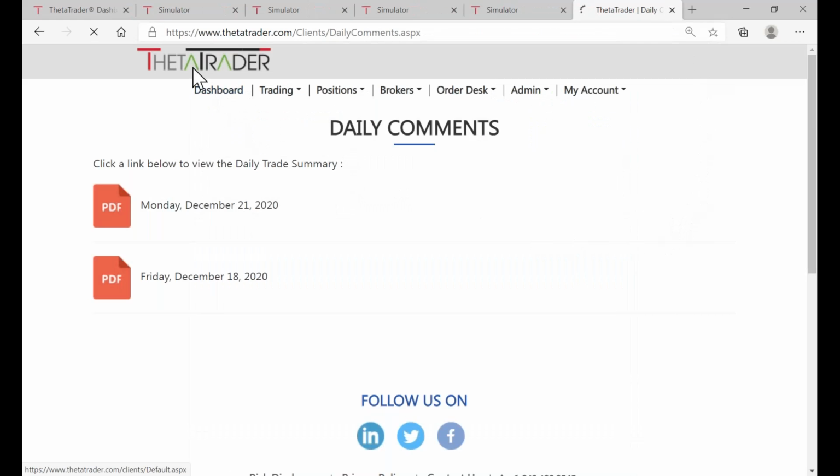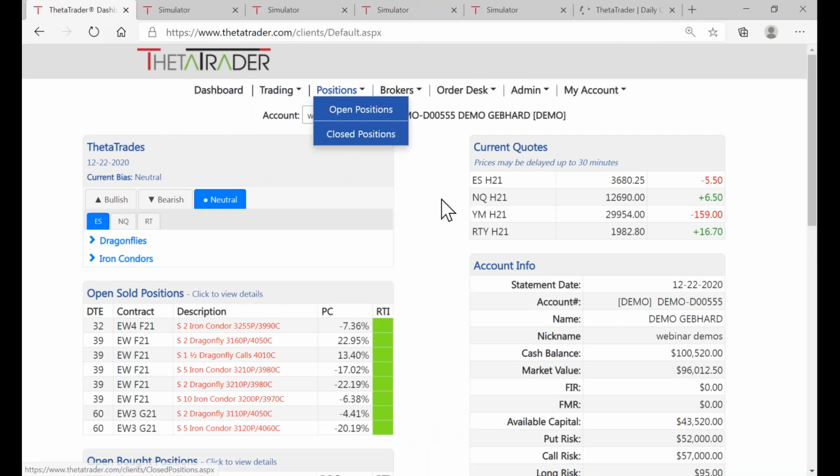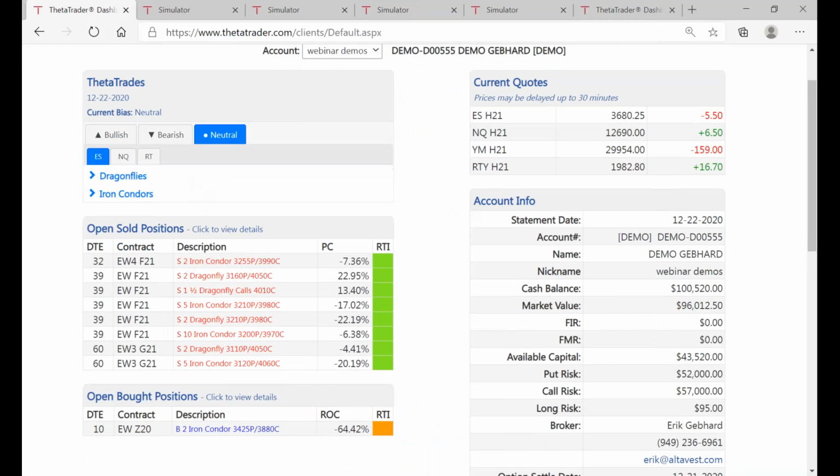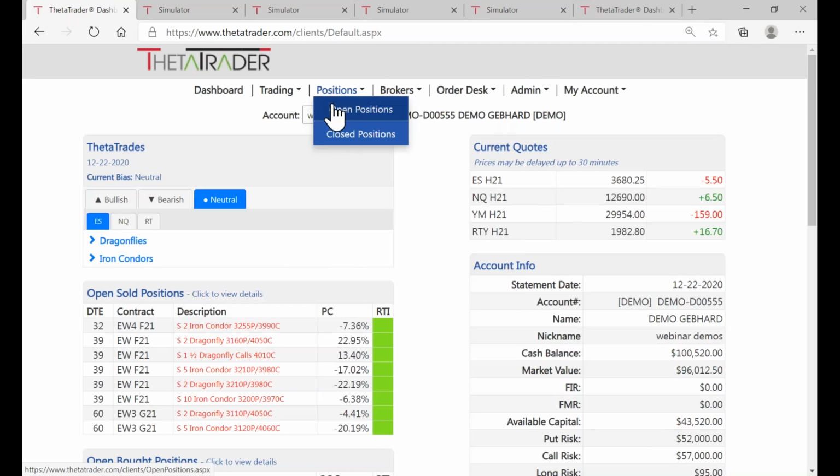Now let's go back to the dashboard here. And here's what you would do if you want to look at all your open positions. You can, first of all, see them right on the home page at a glance. And of course, you can also buy options. We don't just sell options. But here's the full page of open positions.